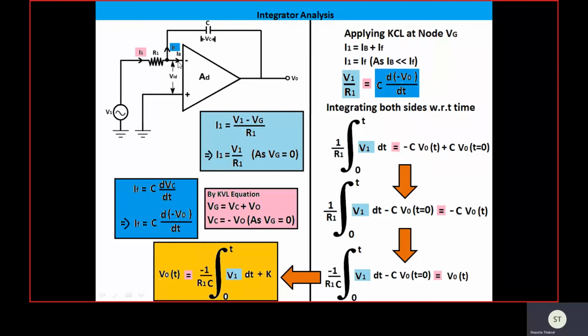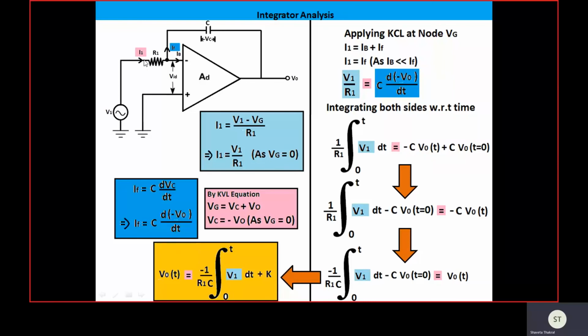IB is the input bias current going inside the input circuitry of the operational amplifier, and IF is called the feedback current going in this feedback loop. We can write the KCL equation at this node as I1 is equal to IF plus IB, and we know that the input bias current is supposed to be very small as compared to the feedback current. Ideally it should be 0. So if we neglect IB as compared to IF, we get I1 is equal to IF.